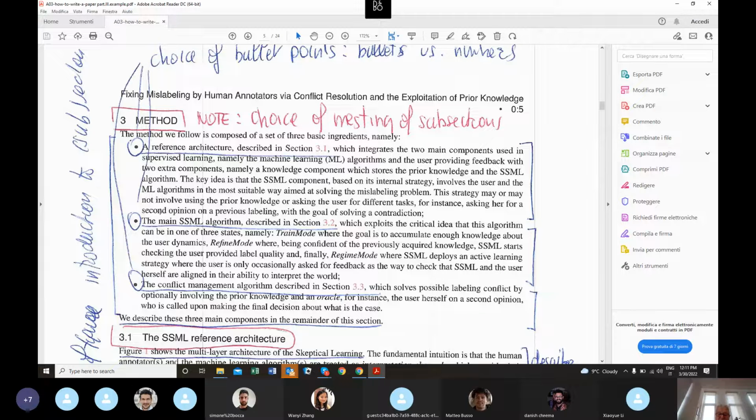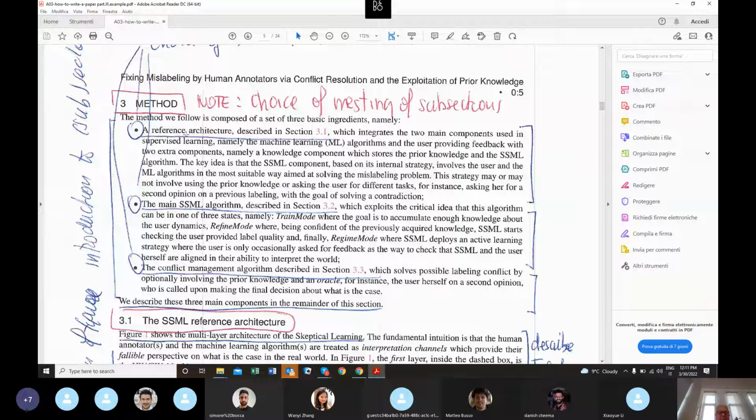Anytime you can, just use bullet points. You see here the bullet points on the left, and notice that this helps the reader. And notice how I wrote that. First line: a reference architecture described in section 3.1. Second line: the main algorithm described in section 3.2. Number 3: the complete algorithm described in section 3.3. Do you think that 3.1, 3.2, 3.3 was random? No, that's exactly what I do all the time.